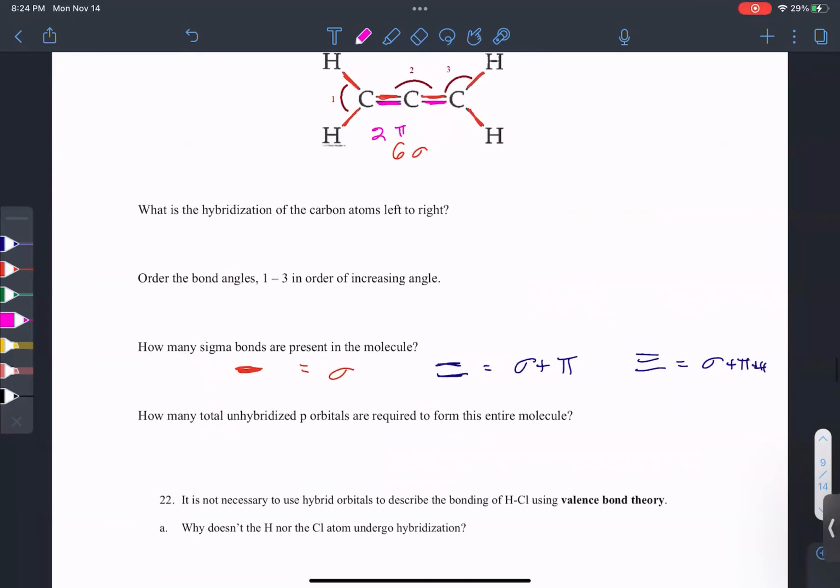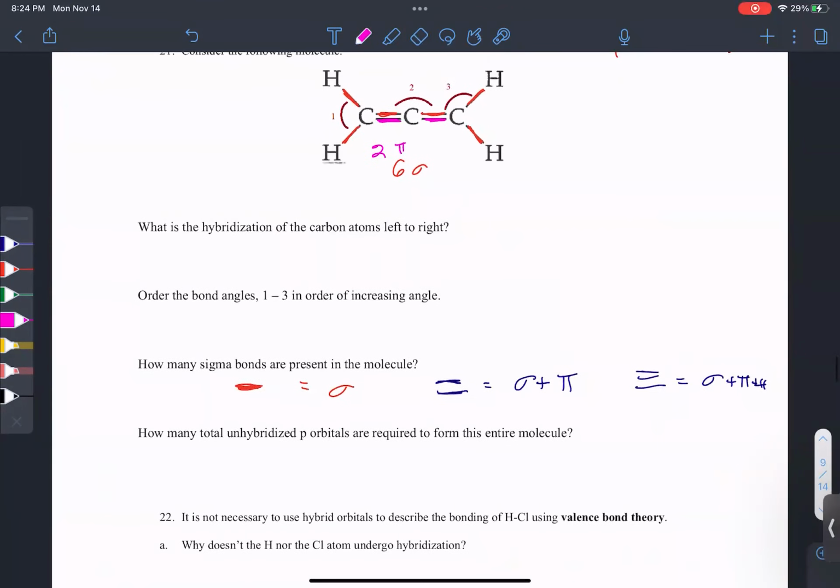How many total unhybridized p orbitals are required to form this entire molecule? You can do this. You just did it in office hours. It's 4. So the answer here is 4.